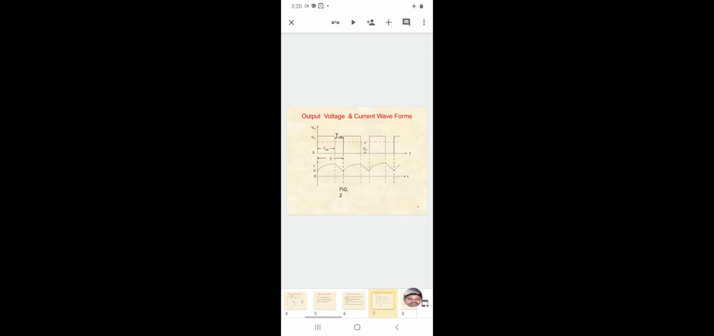How does the output current flow through the load? From the positive terminal, through the chopper, inductance, and load, to the negative terminal. So the current flows through the load like this, and the output voltage is like this. Here the source voltage is equal to the load voltage.